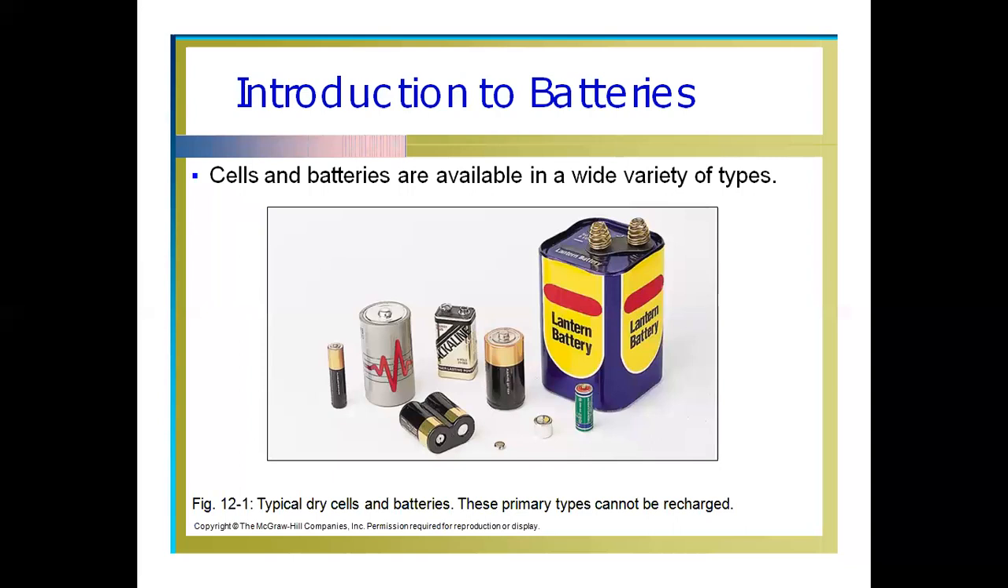Cells and batteries are available in a wide variety of types. They come in different shapes, and a wide variety of batteries are available nowadays in the market. Here the typical dry cells and batteries are shown in this diagram. These primary types cannot be recharged. These are not able to recharge.